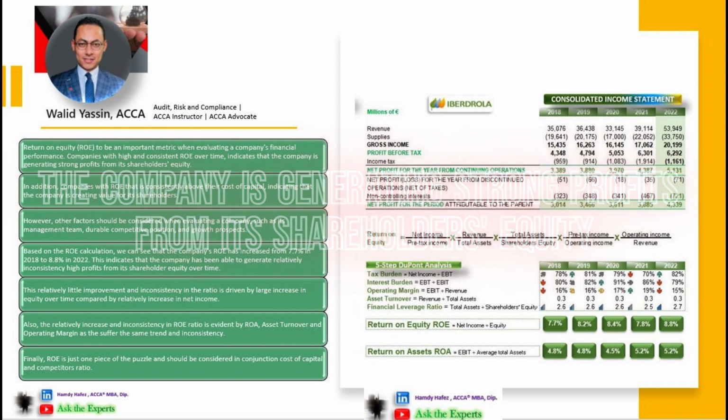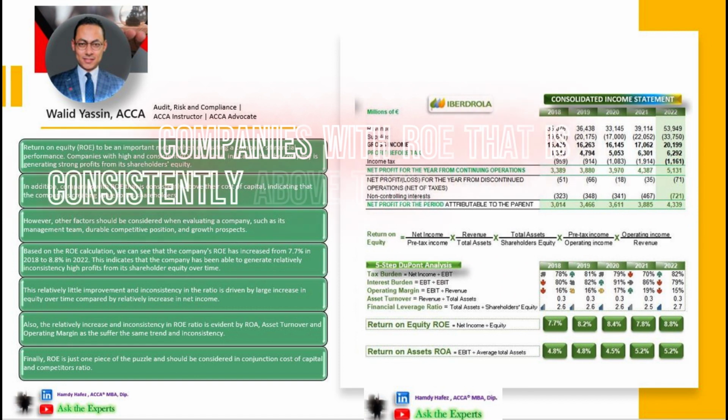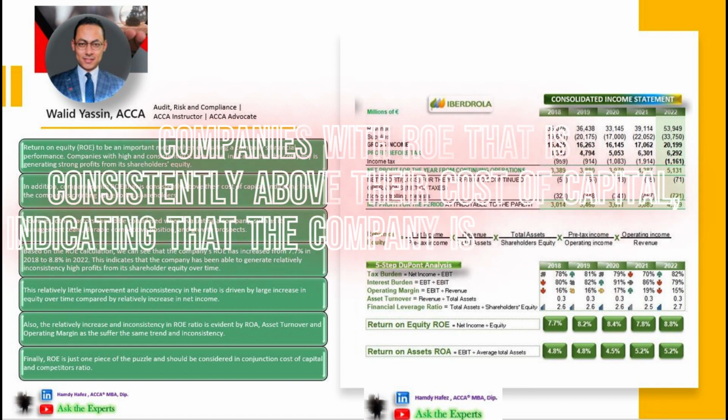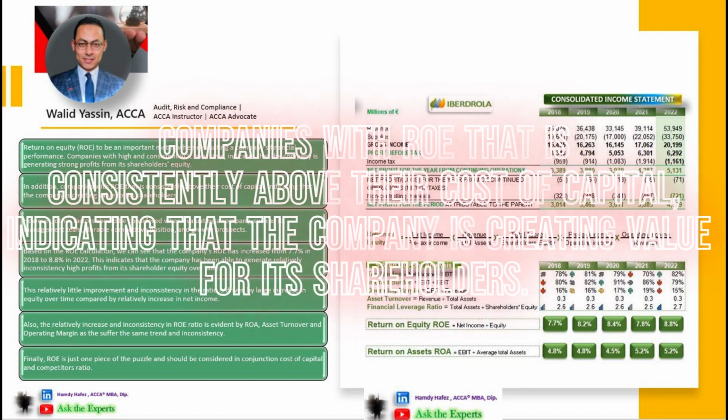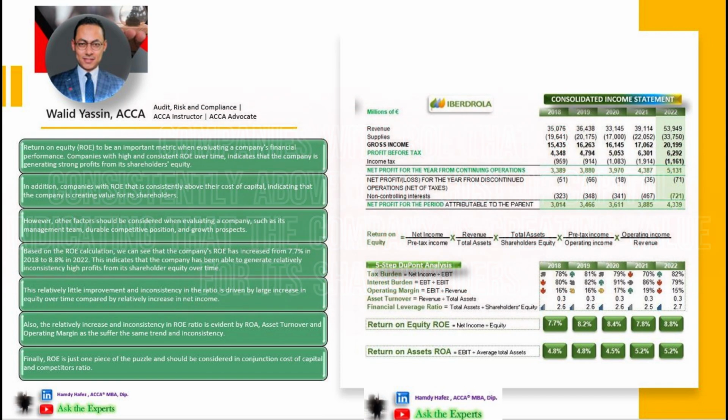In addition, companies with ROE that is consistently above their cost of capital indicate that the company is creating value for its shareholders. However, other factors should be considered when evaluating a company, such as its management team, durable competitive position, and growth prospects.